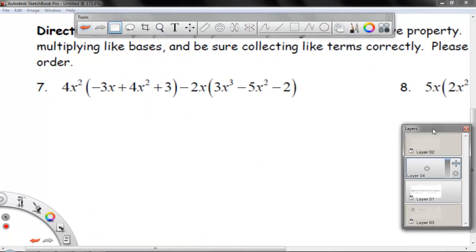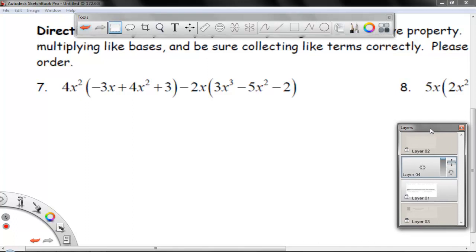Now we'll go ahead and move on to problem number 7. And you can see that it's very similar to problem number 1, except for the fact that we have basically two problems. We've got a monomial times a polynomial, and then another monomial times a polynomial. So the best thing to do here is to split this apart into two simpler problems, and then the result from this problem we add to the result from this problem, and we simplify everything that way.